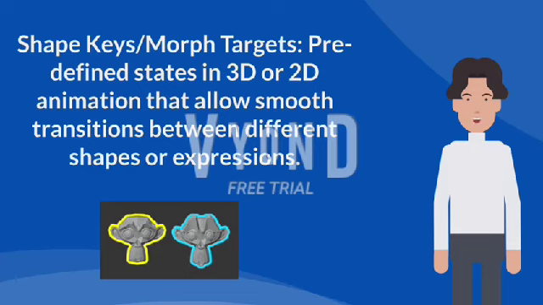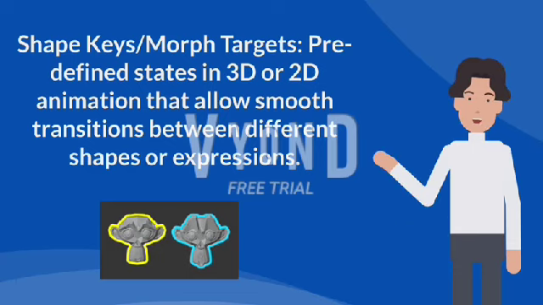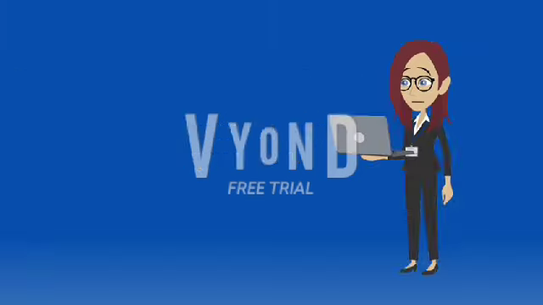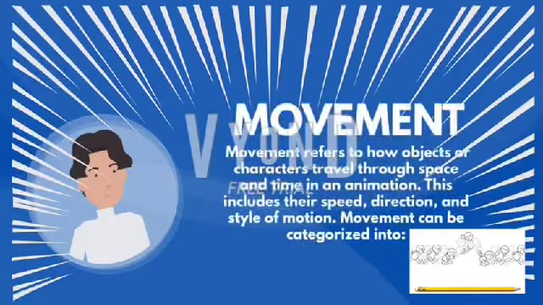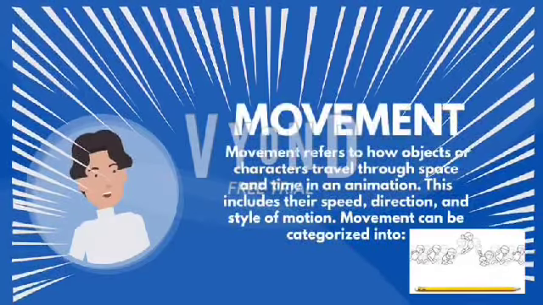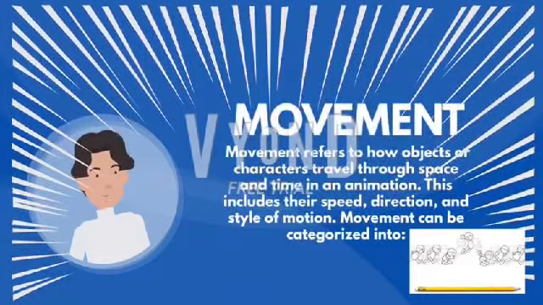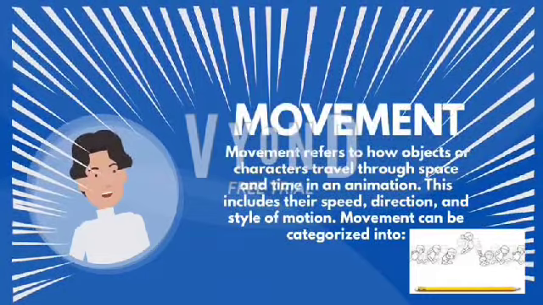Shape keys/morph targets. Predefined states in 3D or 2D animation that allow smooth transitions between different shapes or expressions. Movement. Movement refers to how objects or characters travel through space and time in an animation. This includes their speed, direction, and style of motion.